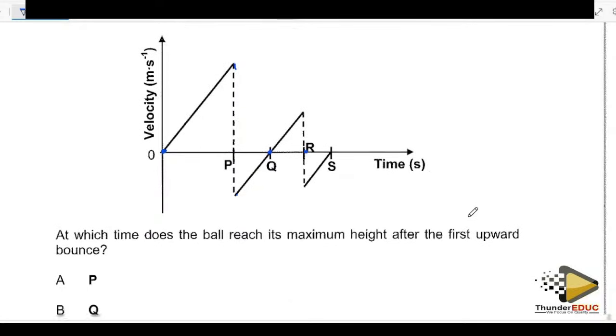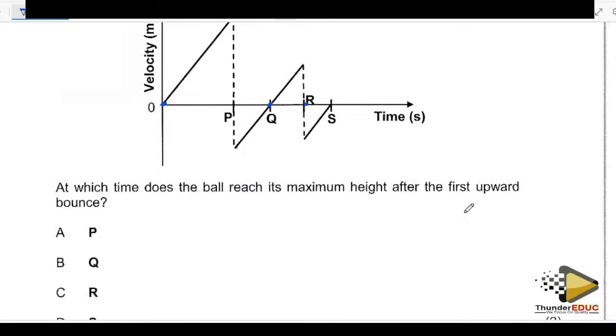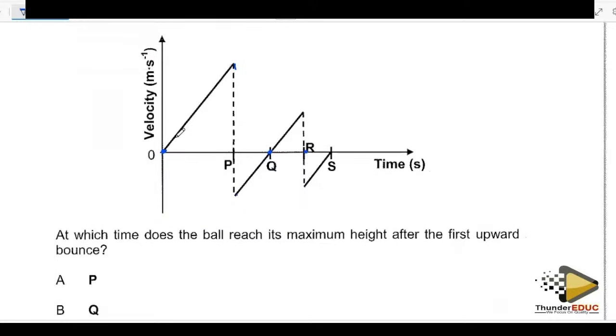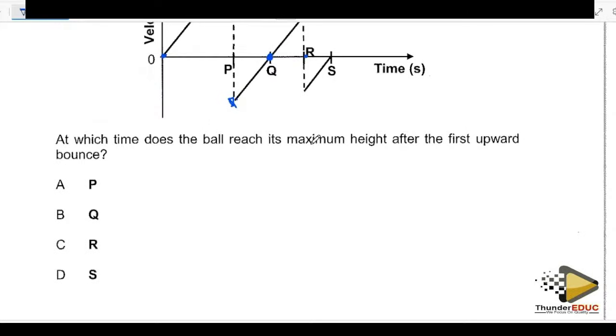So what are we going to say? At which time does the ball reach its maximum height after the first upward motion? When you talk of first upward, remember here it's coming down, and then between this point and this point, the ball is going up. As it goes up, the velocity decreases until we get to the point where the velocity is 0. So point Q will be our answer, and that is option B.